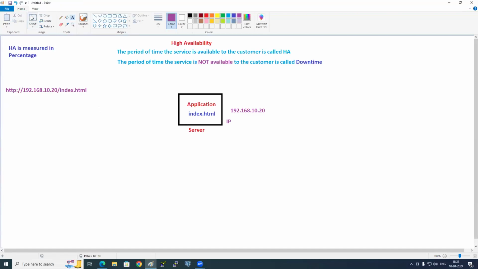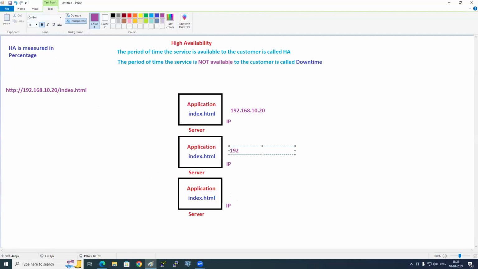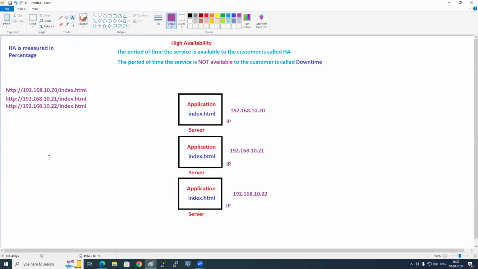So immediately I went and set up one more server. How many servers have I set up? Three servers. Do three servers have the same IP or different IPs? Different: 192.168.10.21, then 22. And now I said, hey Ajay, not one URL, now take three URLs.